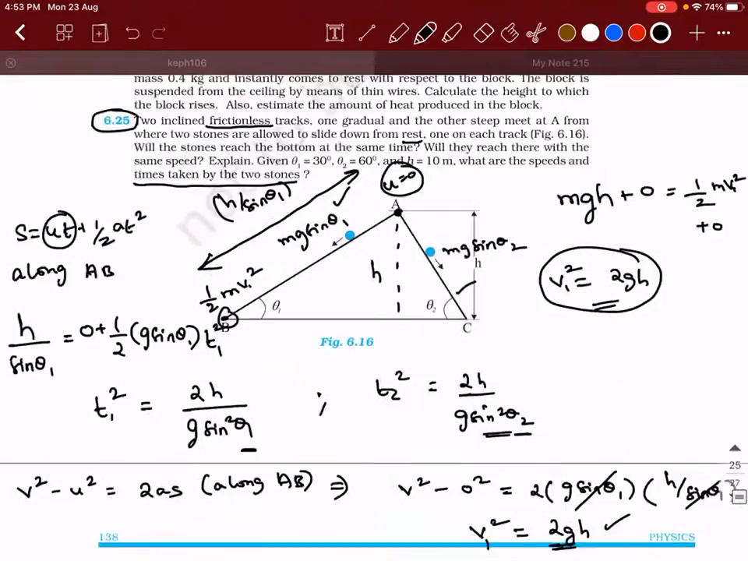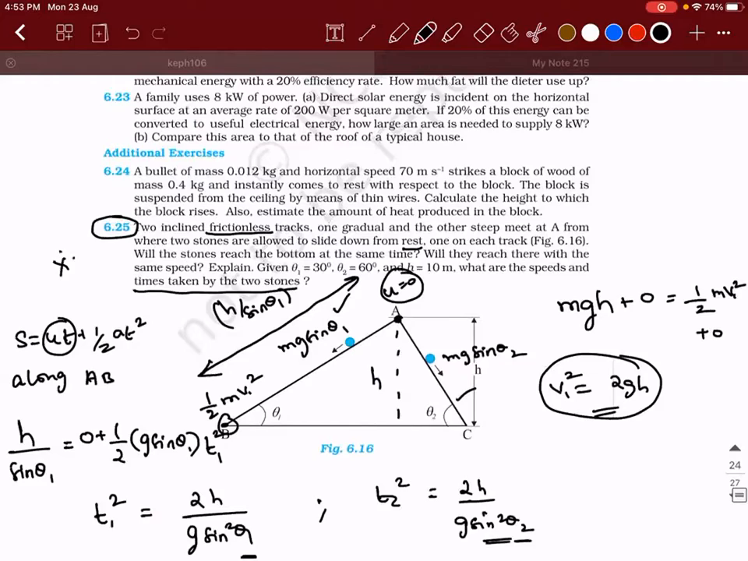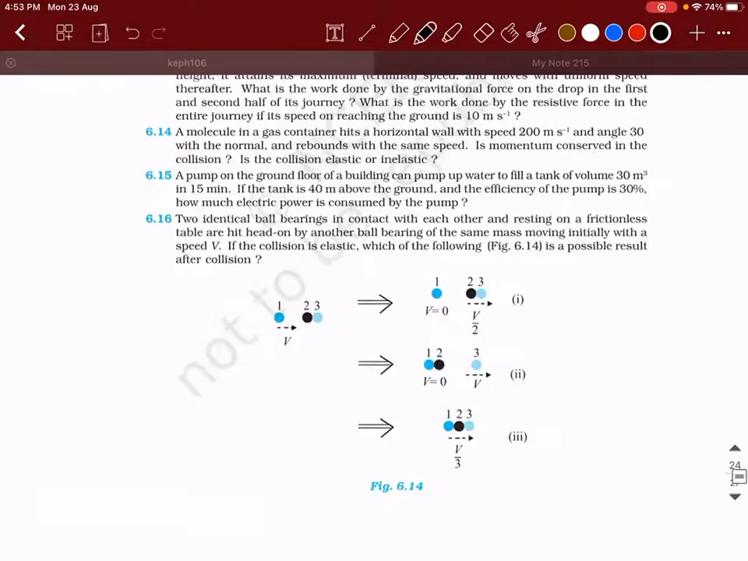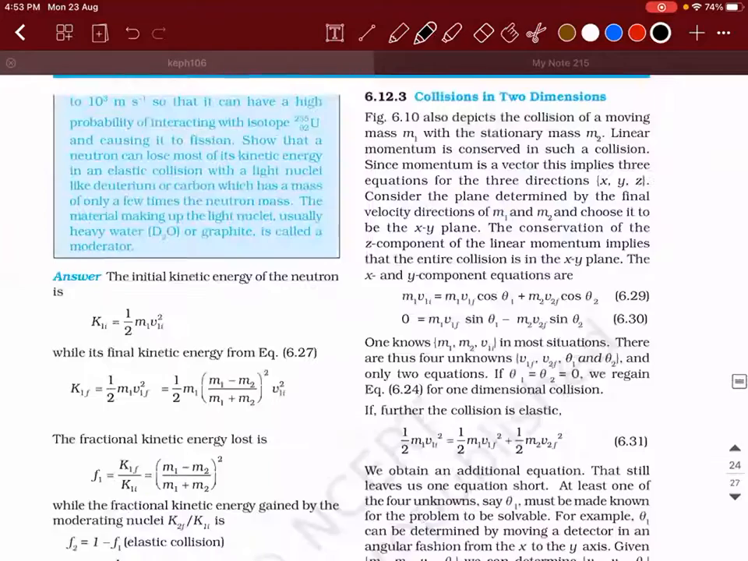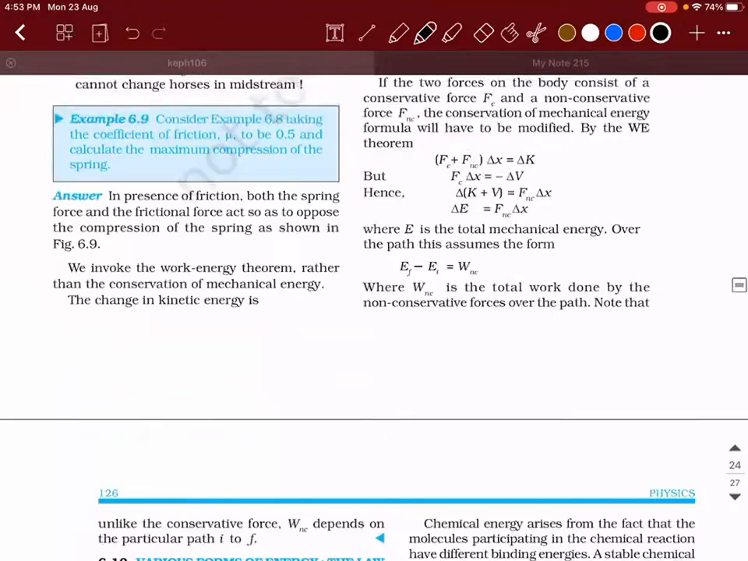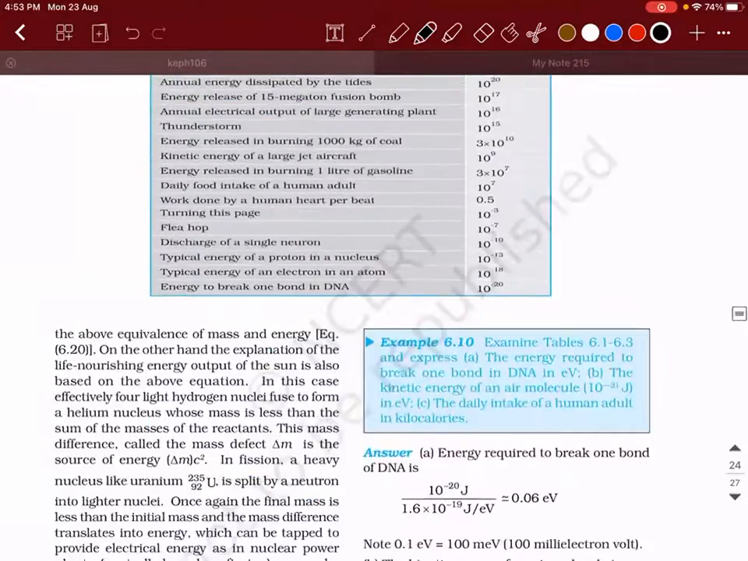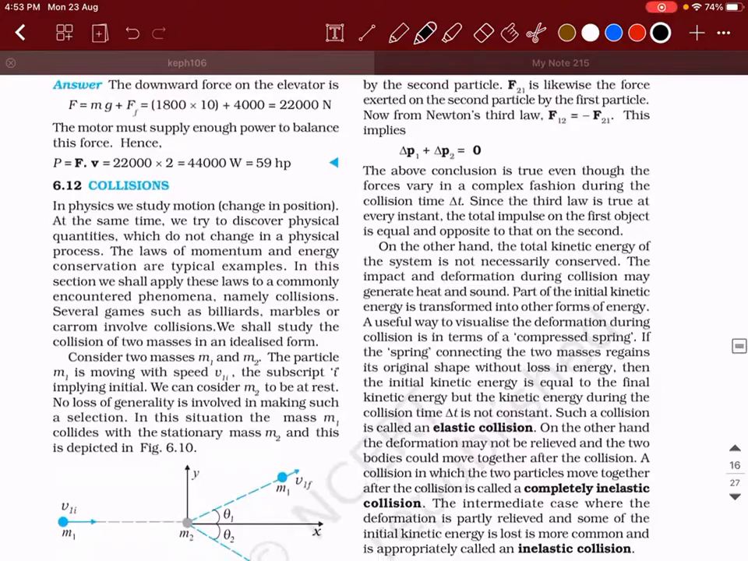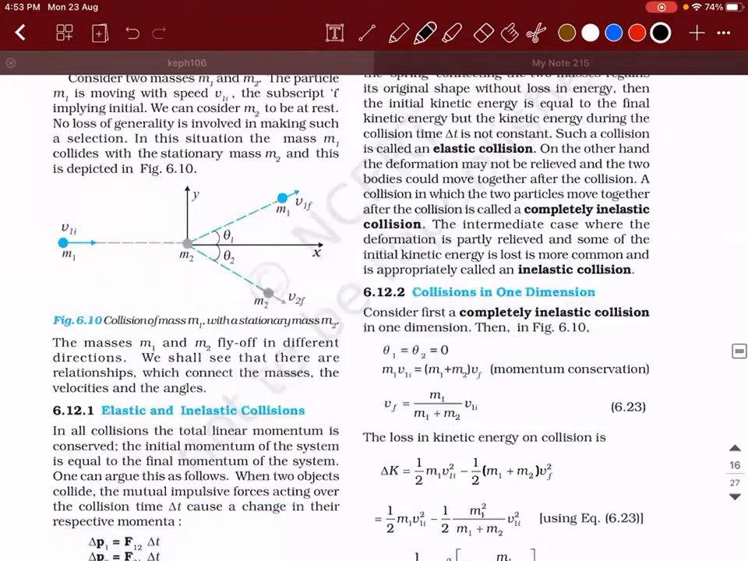So it's a good problem actually. It's covering many concepts, no? Now we will proceed to the next part of this chapter. I'll just give you an introduction because I can't teach it completely today. So one thing is collisions and the second is vertical circular motion.